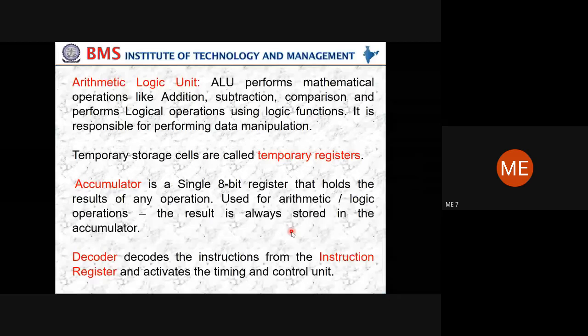First one, arithmetic logic unit. What does ALU do? ALU performs mathematical operations, as indicated here. That is the computational operation it's going to do: addition, subtraction, comparison, and all that. Along with that, it performs the logical operations using logic functions. That is very important because you are dealing with binary data, so manipulation of the binary numbers is very much required in order to build the circuit.